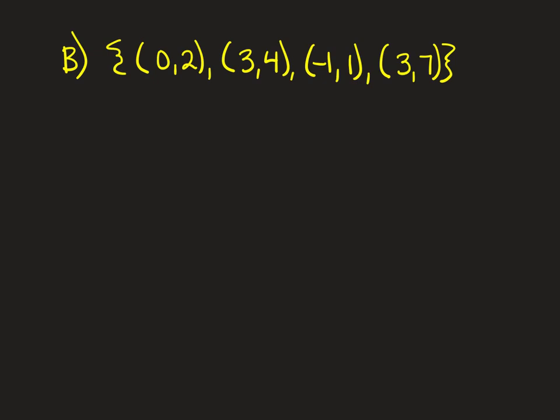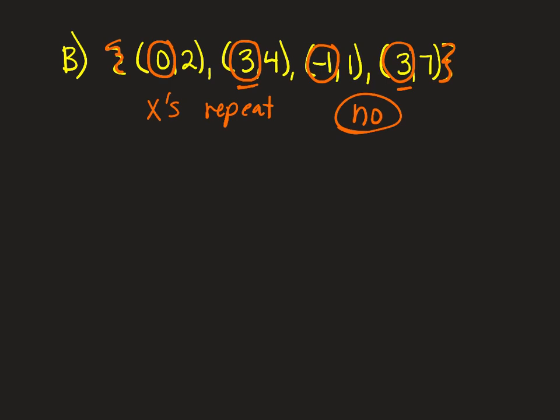Part B, we have a set of ordered pairs. Do you notice this little symbol on the outside of them? That's just saying that it's a relation. It's a set of ordered pairs. Now, we're just looking to see if all our x's are different. We have 0, 3, -1, and then 3. Notice that these 3's repeat. So the x's repeat. So no, this is not a function.